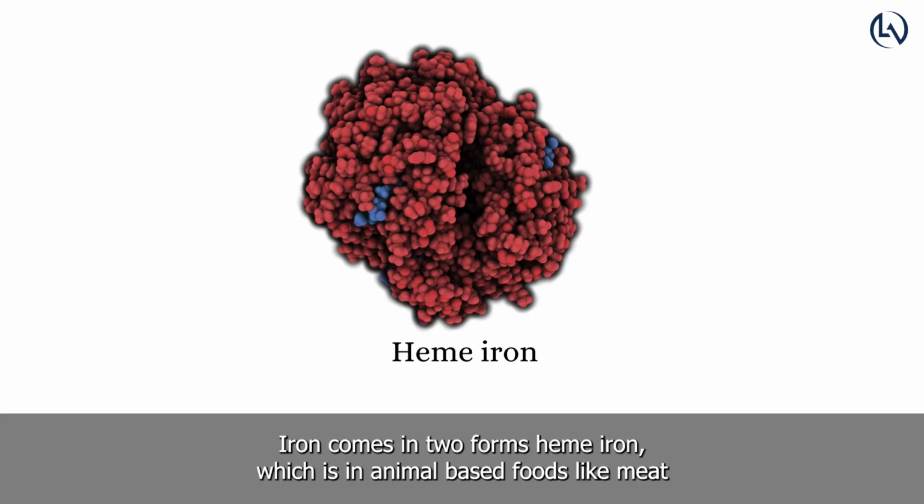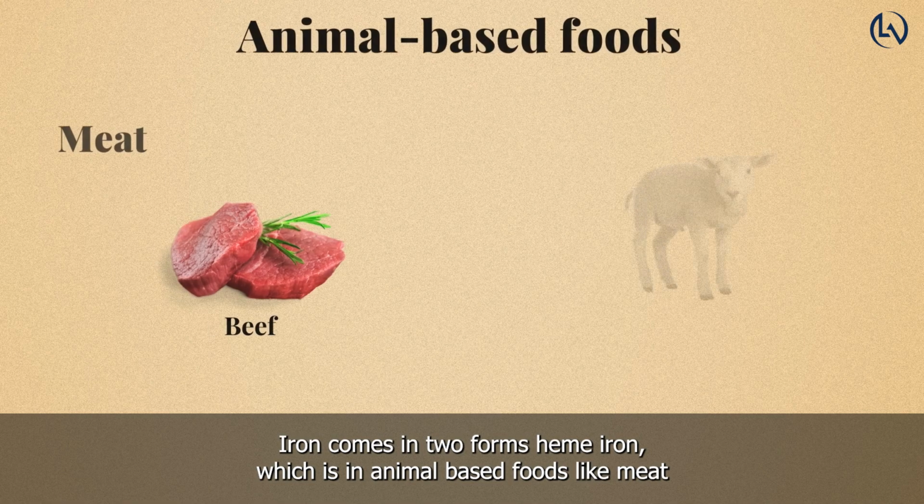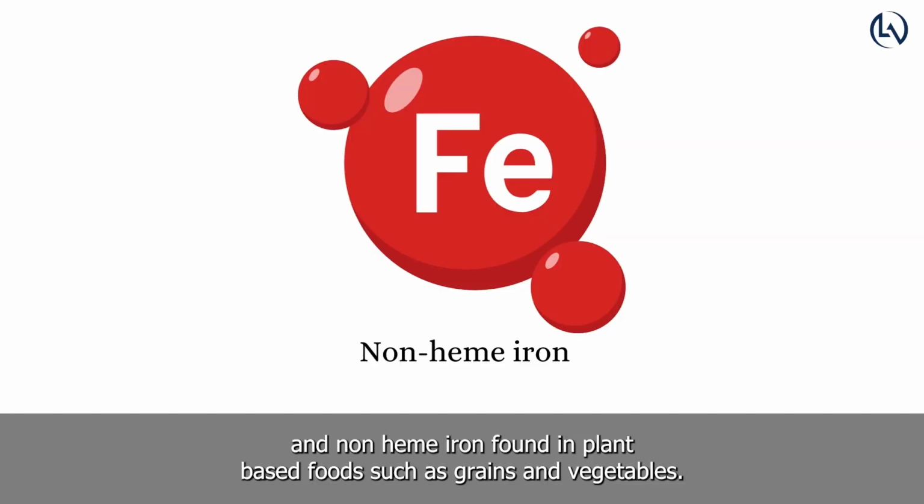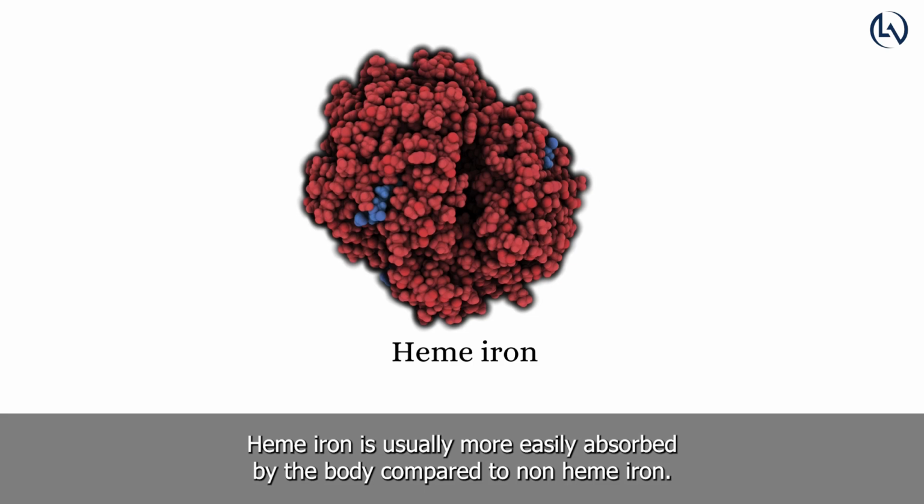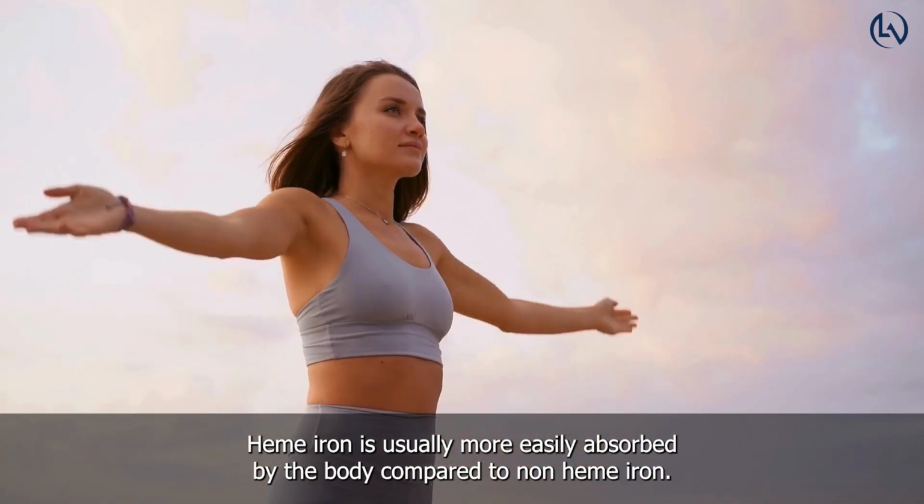Iron comes in two forms: heme iron, which is in animal-based foods like meat, and non-heme iron, found in plant-based foods such as grains and vegetables. Heme iron is usually more easily absorbed by the body compared to non-heme iron.